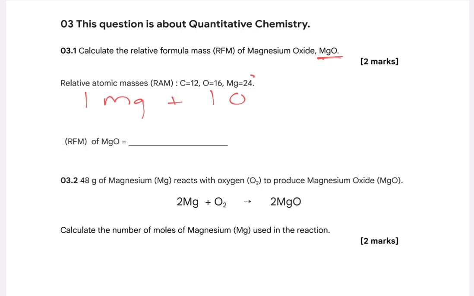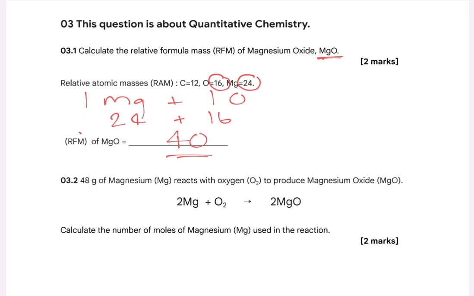We have the relative atomic masses of both of those substances being 24 and 16. We only have 1 of each of them, so we don't need to do any multiplication, but we add those together and we get a nice 40 there as the relative formula mass of magnesium oxide.